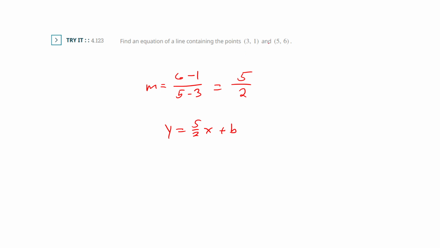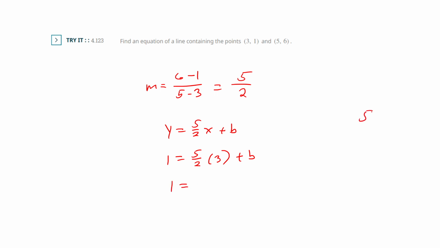Now I'll put in either point. This time I'll take the first one. It really doesn't matter. Wow, this is a nasty one. This is not very nice numbers. I'm trying to look ahead. Okay, I would have liked it if this had tidied up a little nicer, but here's what I've got.